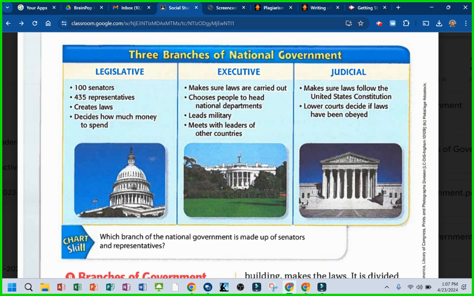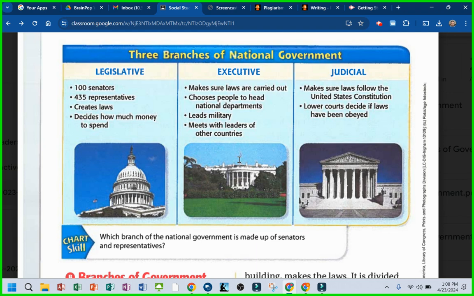Okay? What the legislative branch does is it creates laws. And it decides how much money to spend. All right. The executive branch makes sure that the laws are carried out. They choose people to head national departments, right? So they pick the institutions and groups that are heading up these departments. The executive branch leads the military.